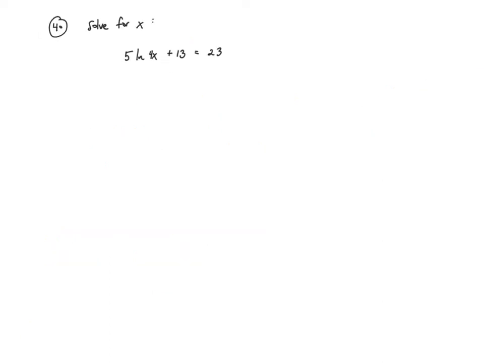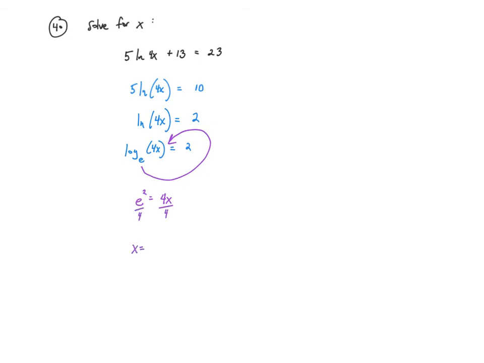Hey, just for fun, and since we're all in a good mood, here's number 40. Solve for x: 5 ln of 4x plus 13 equals 23. Step 1, subtract 13. Next, divide by 5. Next, remember that ln really means log base e. So we have log base e of 4x equals 2. That's equivalent to e squared equals 4x. So to solve for x, divide by 4. X equals e squared divided by 4. That is our exact answer.